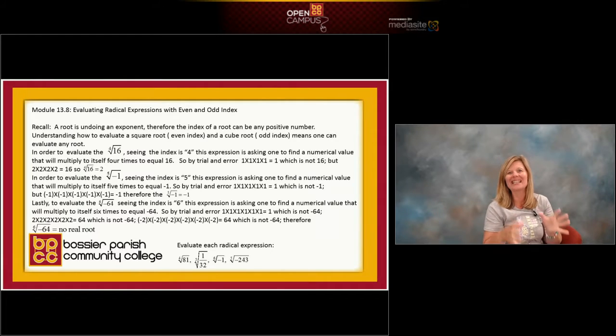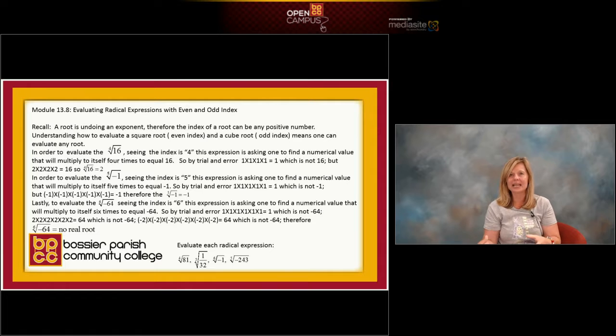So what happens if we multiply -1 5 times? Let's try that. -1 times -1 would be a +1. Then we multiply that by a -1 and we get a -1. Then we multiply that again by a -1, so a negative times a negative is a positive. And then we multiply that again by a -1, and a positive times a negative is a negative. So yes, indeed, if you multiply -1 5 times, you would end up with -1. Therefore, the fifth root of -1 is -1.